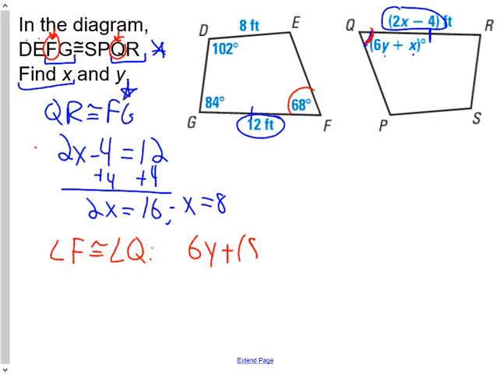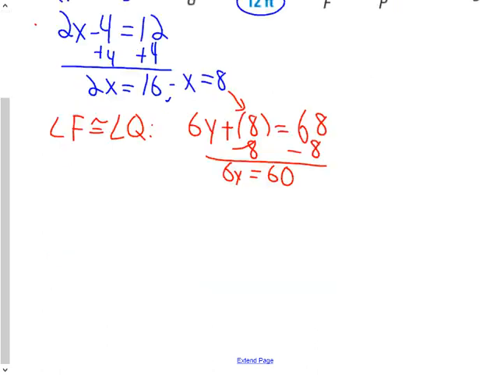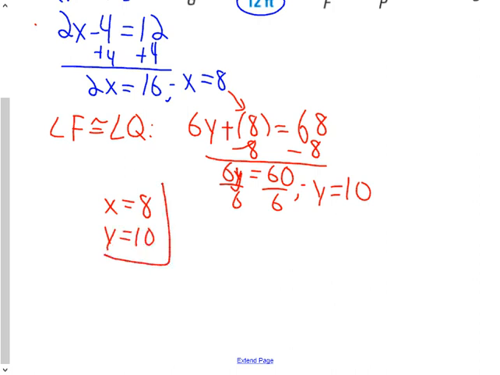6y plus, we already know x is 8, so I just plugged it in. That equals 68. Solving, subtract 8 from each side. 6y is 60. And so divided by 6, y is 10. And so my final answer is x is 8, y is 10, so that my answer is right next to each other in a box.